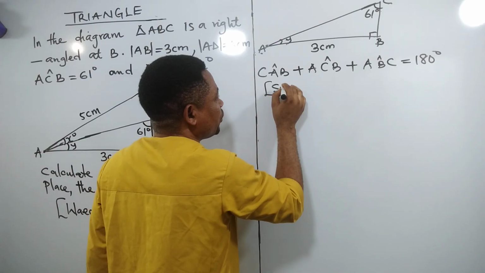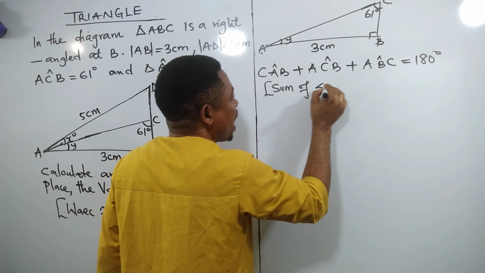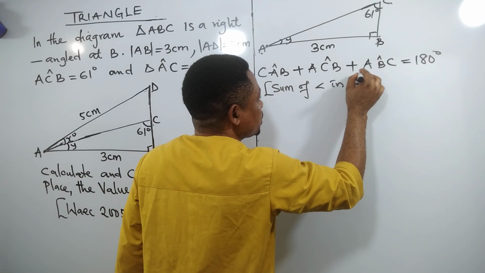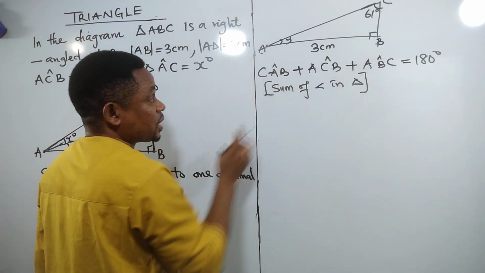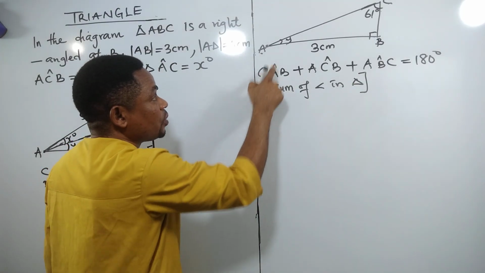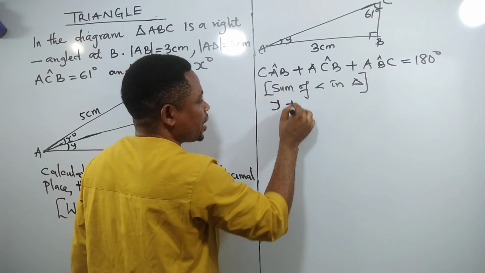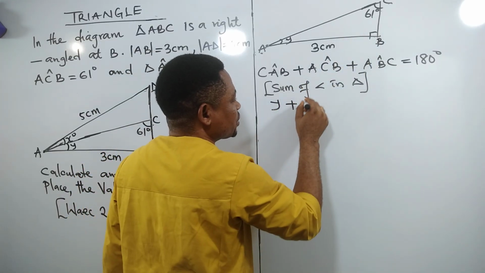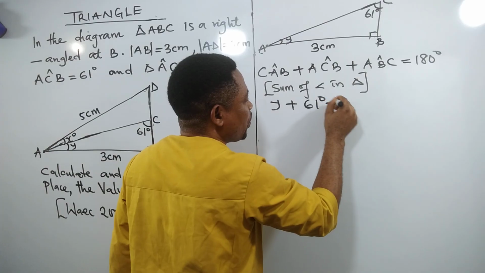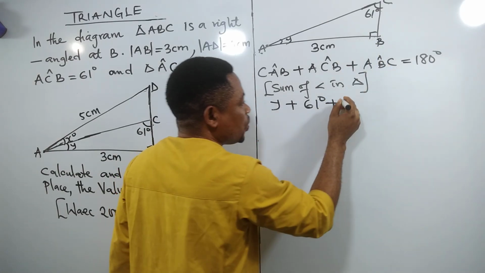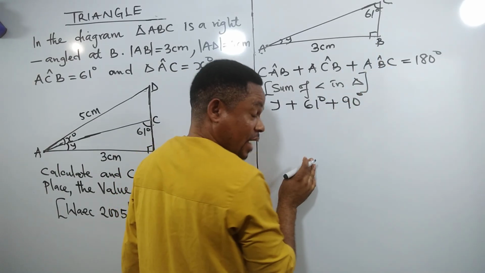The reason for saying that is the sum of angles in a triangle. This is the symbol for triangle. This is an angle. Then angle A is given as y, angle C is given as 61 degrees, then plus angle B, which is already known as a right angle, 90 degrees.